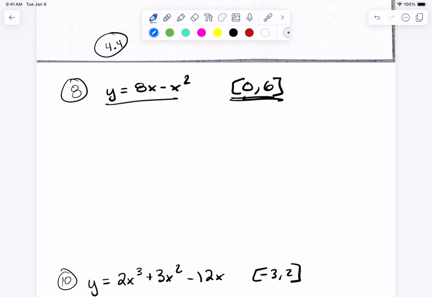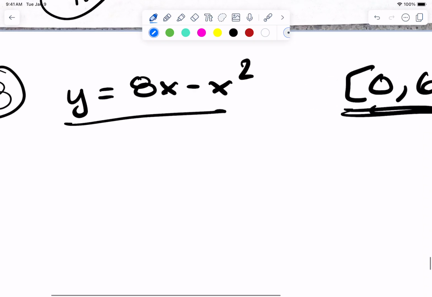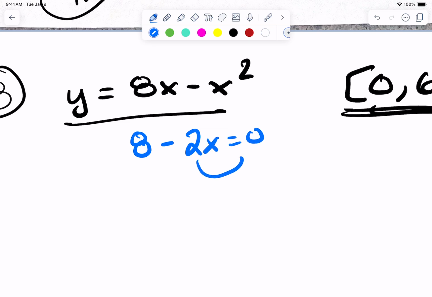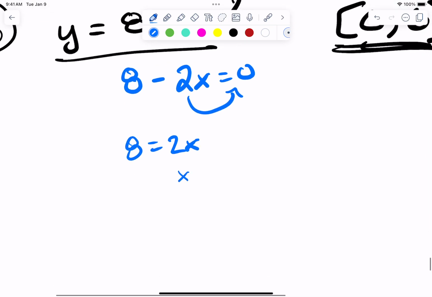Start with critical numbers. How do you find those? Derivative. Okay, let's do it. 8 minus 2x equals 0. I'm going to bump the 2x to the other side. So 8 equals 2x. My critical number is 4.